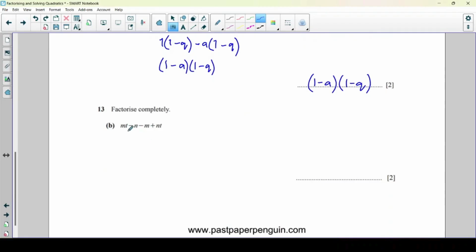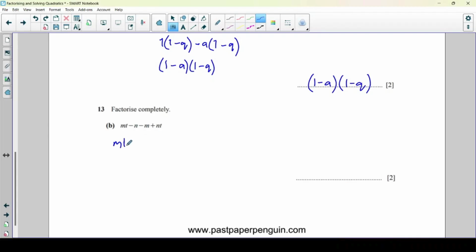Okay, this looks like one that I might need to rearrange, because if I took 1 out this time, I'm just going to get mt minus n, and if I take 1 out of this one, or even minus 1 out, I'm going to get m minus nt, and those brackets aren't the same, and it's not just a negative which is stopping them from being the same. So this is one where I'm going to do a little bit of rearranging to try and put things with the same letters together.